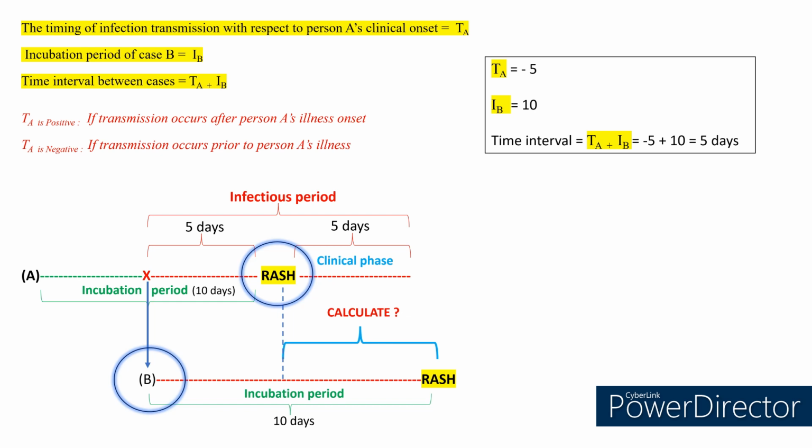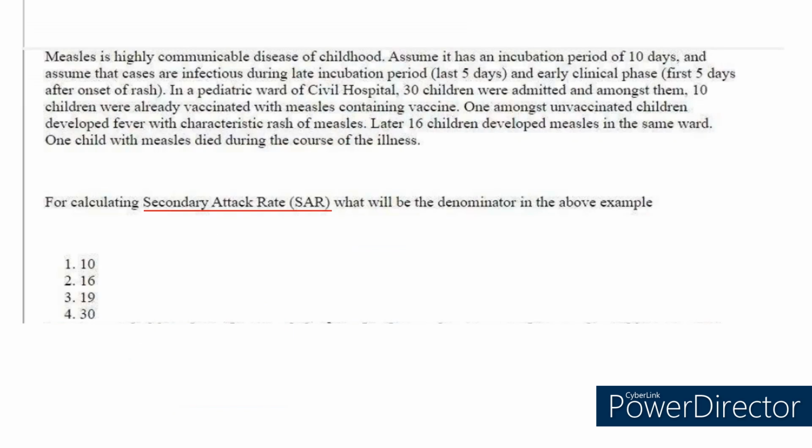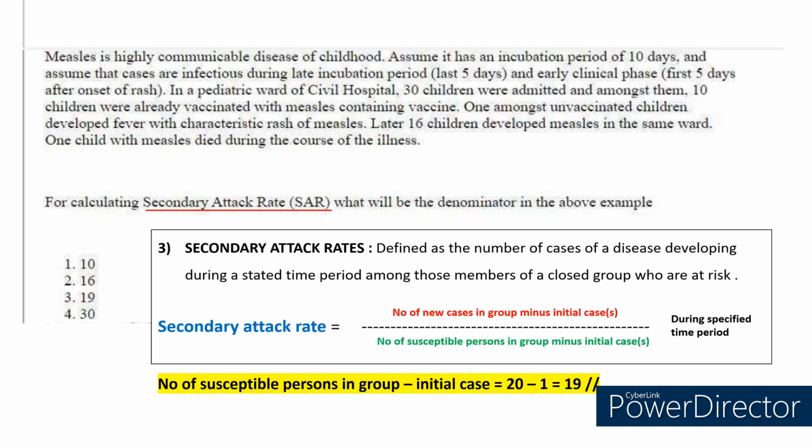I hope it's clear. And now coming to the next question, for calculating secondary attack rate, SAR, what will be the denominator in the above example? So now identify the key variable, which is secondary attack rate, right? So just try to recollect the concept. Secondary attack rate is nothing but the number of cases of a disease developing during a stated time period among those members of a closed group who are at risk.